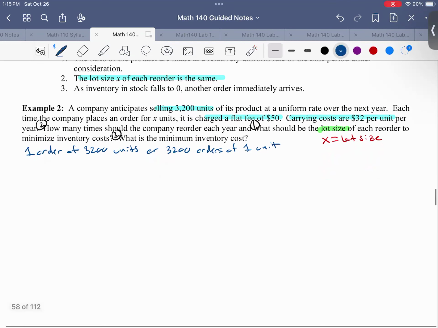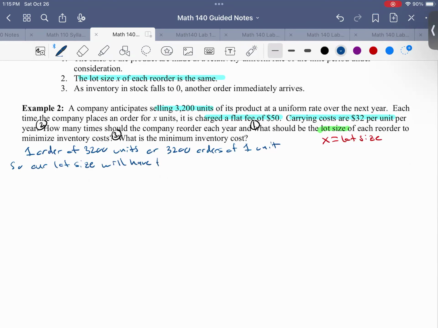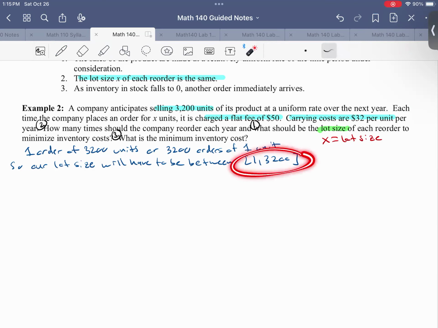So that means in terms of our lot size, our lot size will have to be between 1 and 3,200. Okay, so that means X needs to be between 1 and 3,200, our lot size. Okay, just let's keep that in mind, right? It's just a background thought. But let's go ahead and get set up with our inventory cost function.